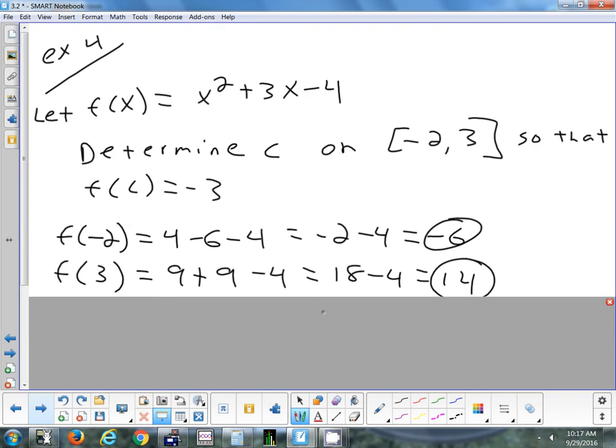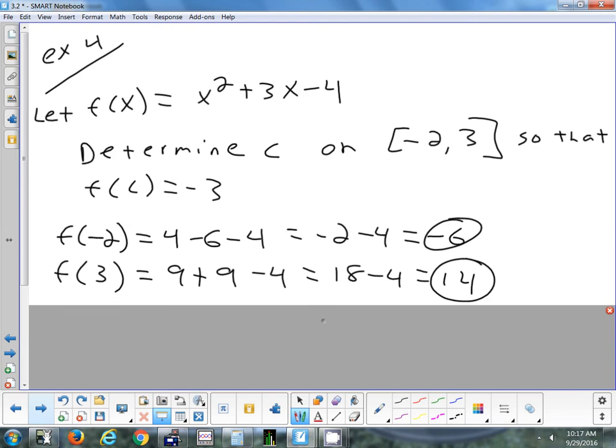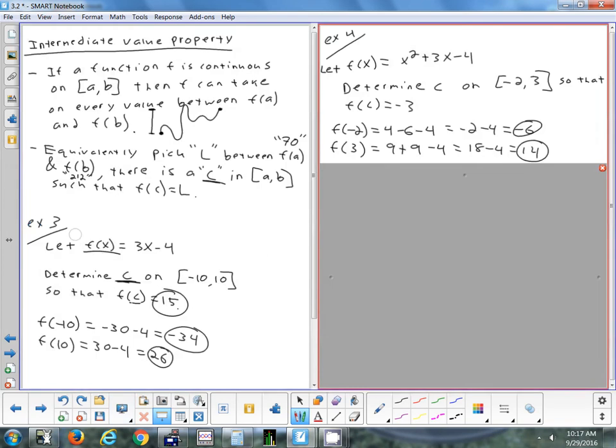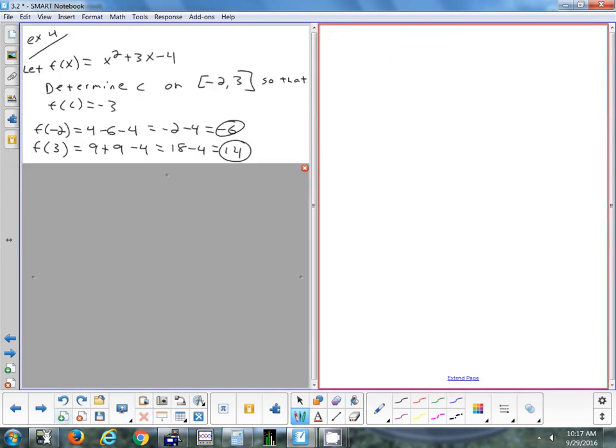Is a parabola continuous? Yes. So I guarantee I'm going to go through every single value from -6 to 14 at a minimum. But it's possible I could go through even more than that. Because let's say we graph when x is -2, y is -6. Just a quick estimate. And when x is 3, y is up at 14. So way up here. This isn't a line. This is a parabola, so maybe it does something like this.